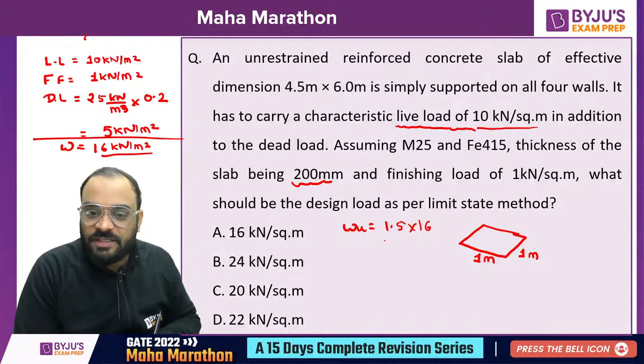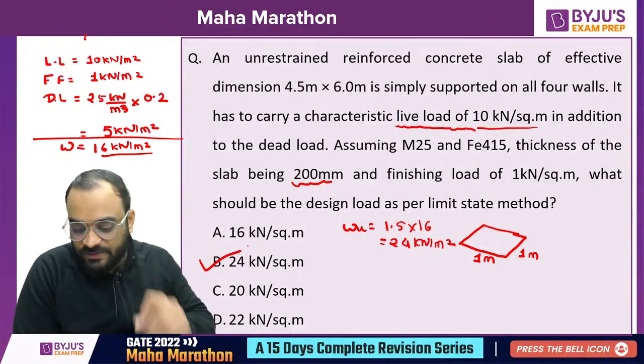1.5 multiplied by 16. How much are you getting? 24 kilonewton per meter square. B is the correct answer.